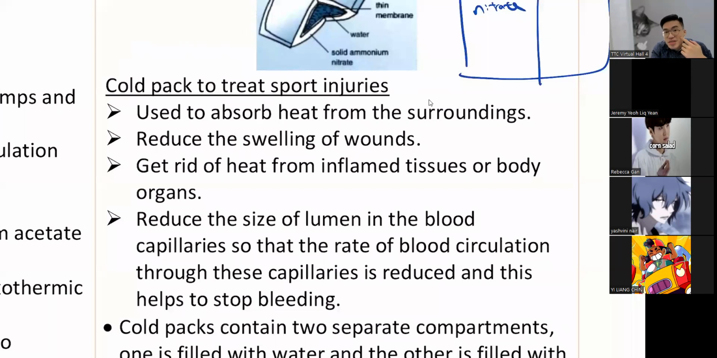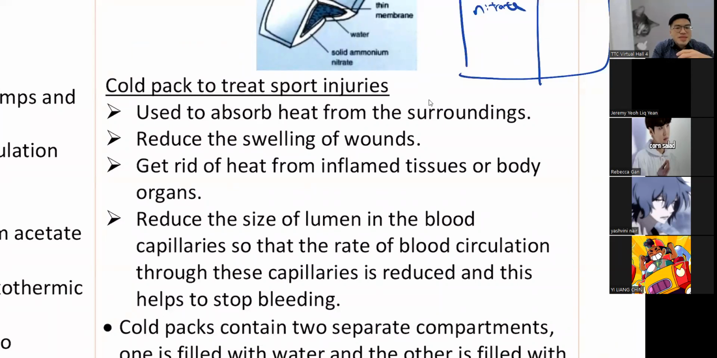Bruise is when you have internal bleeding. The blood vessel inside here breaks. Your blood capillary, remember? So what are you trying to do when you put that cold pack? You are shrinking your blood vessel. Because cold shrinks what? When your blood vessel shrinks, you will reduce the swelling, you will reduce the bruise. So this is how it works.